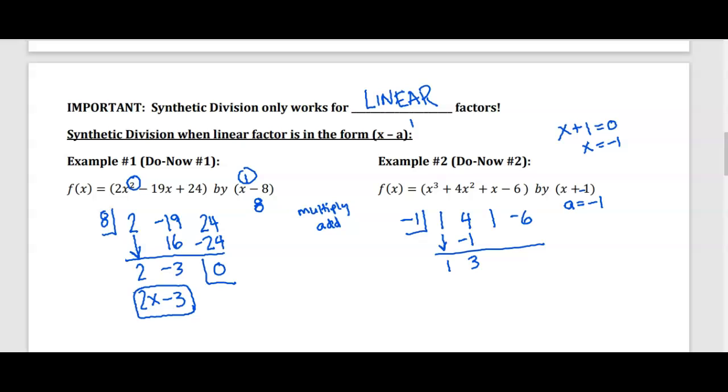Do it again, -1 times 3, we get -3. We're going to add down and get -2. We're going to multiply again, -1 times -2 is +2. And what do you know? We got the same remainder as you did with long division.